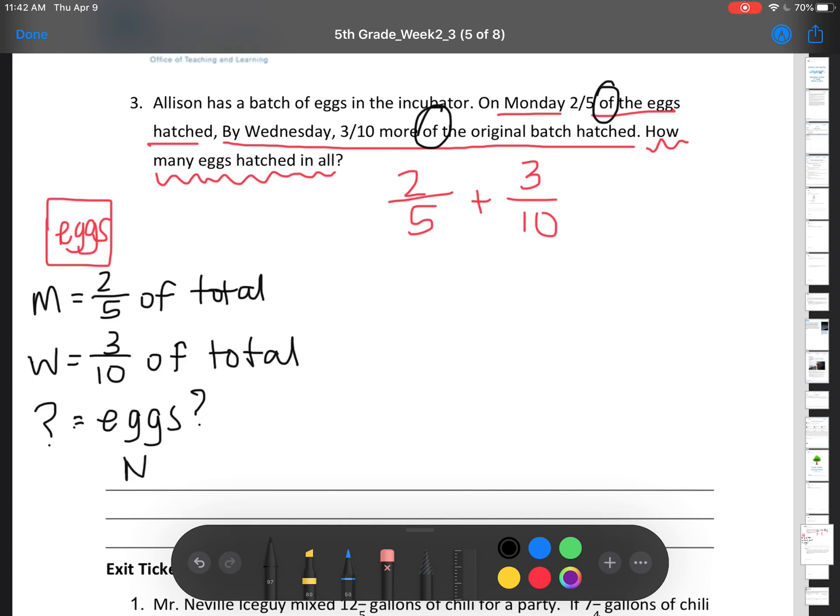So again, I want you to be using those complete sentences. No, because, blank, blank, blank, using those math terms. No, because here are the things that we don't know. Or no, because it's asking for the total eggs and we don't know how many eggs are in the batch. Or no, because if I add, I'm just going to get a fraction, right? But I still don't know how many eggs we started with, right? I was not given enough information and I would not use addition to solve this problem.